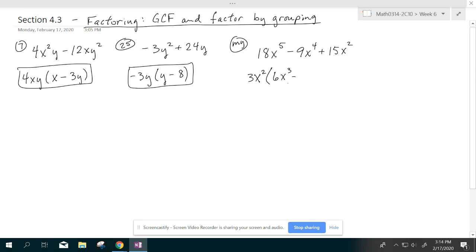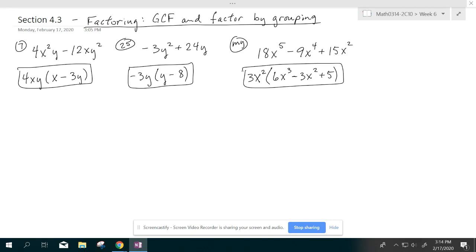Minus 9 divided by 3. 4 take away 2. Last, 15 divided by 3. 2 take away 2. None. No x's left. And again, that is factored completely. Does everybody see how factor out works?